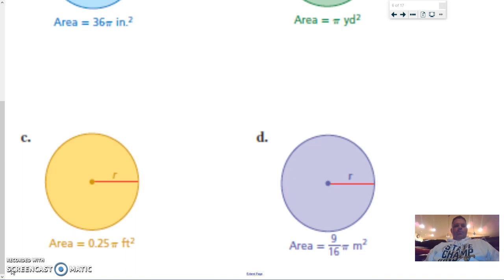Hopefully you were able to finish problems C and D. In this case, 5/10 or 0.5 times 0.5 will give us 0.25. When we multiply that by pi, we get 0.25 pi. So our radius is 0.5 or half of a foot. In problem D, when we multiply something by itself to get 9/16, we should be able to take 3/4 times 3/4. 3 times 3 is 9. 4 times 4 is 16. Multiply that by pi, and we will get our answer. So the radius in problem D is 3/4.